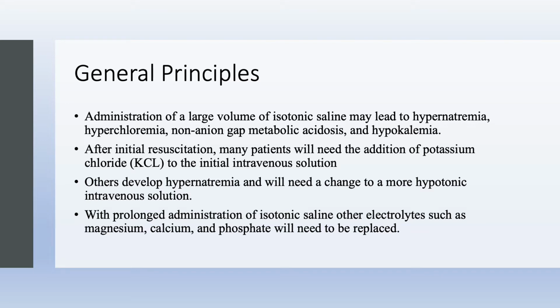A prime example is someone with diabetic ketoacidosis. Usually in the emergency room, they are given 2 to 3 liters of 0.9 normal saline. Then per protocol, they're switched to D5 0.45 normal saline. This way you avoid hypernatremia, and the D5 will help you because you are giving the insulin intravenously, so you do not get hypoglycemia. With prolonged administration of isotonic saline, other electrolytes will have to be replaced, not just potassium. You have to check magnesium, calcium, and phosphate and replace whatever needed replacement. You can add those solutions to 0.9 saline, or you can replace them separately.